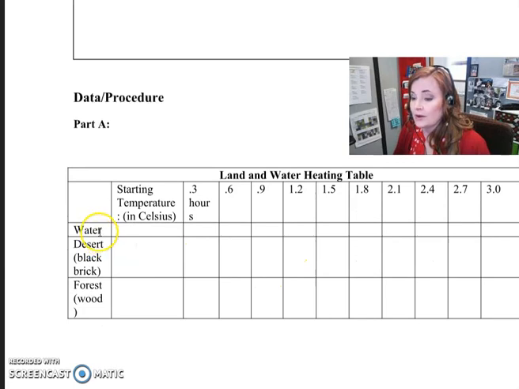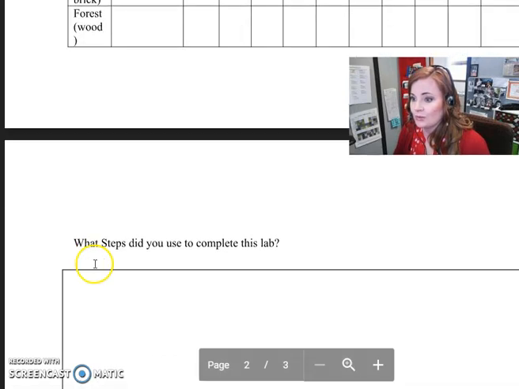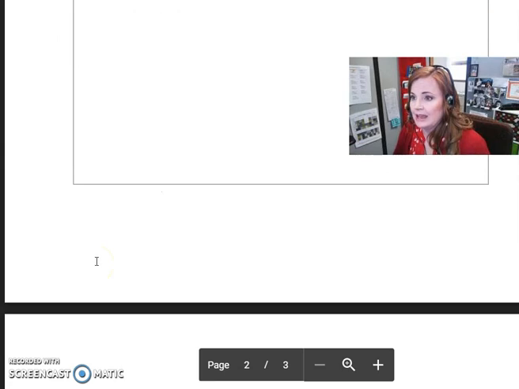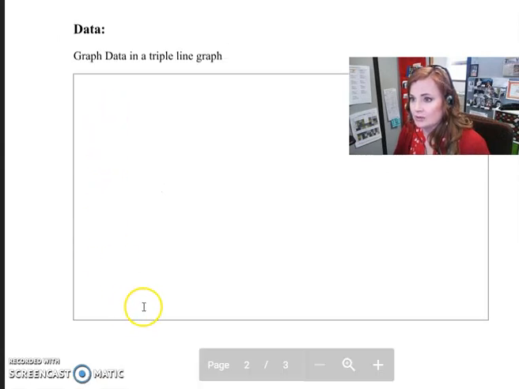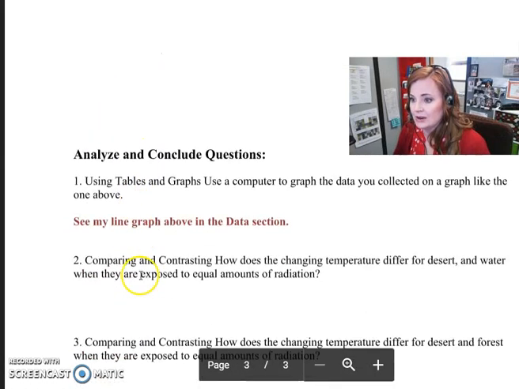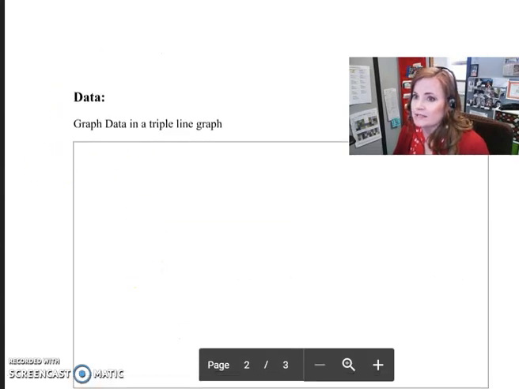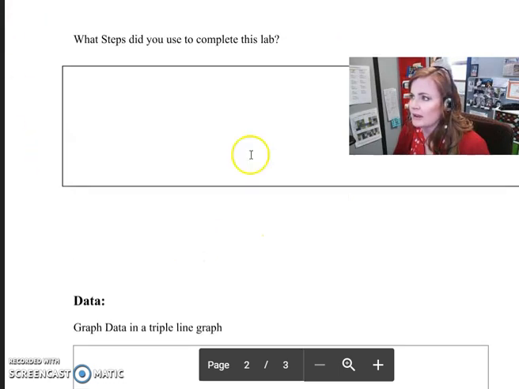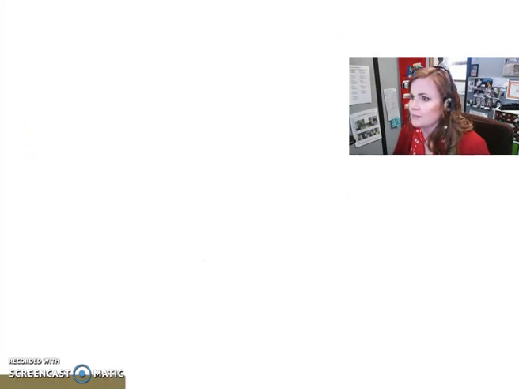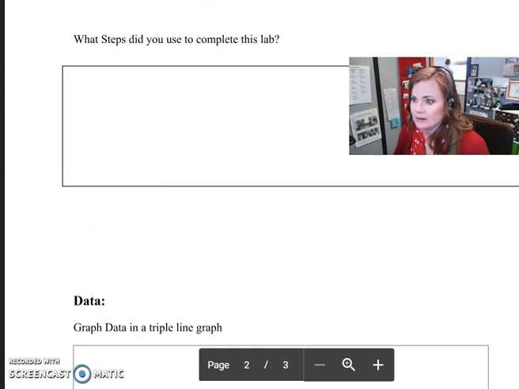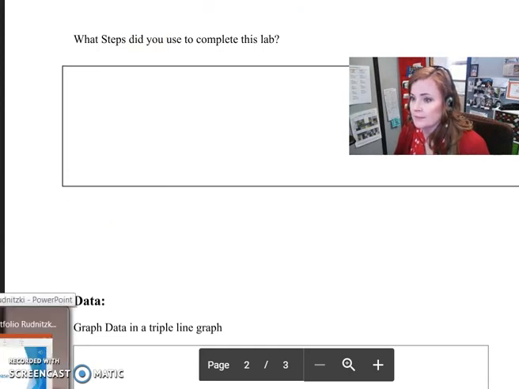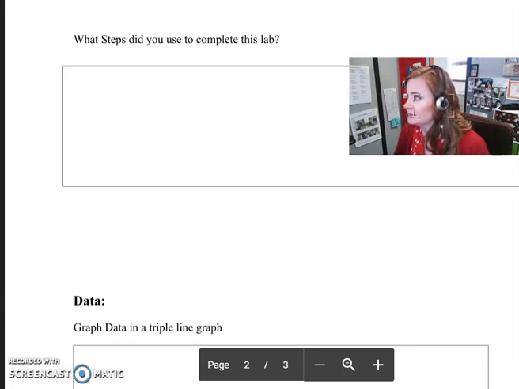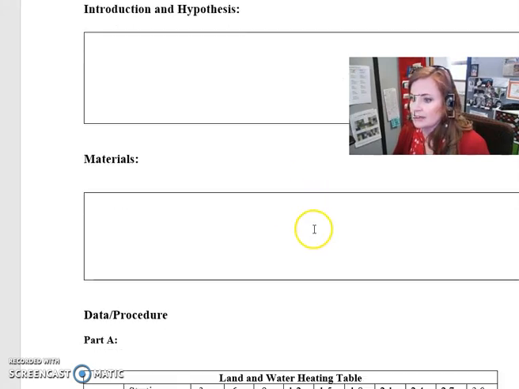For water, black brick for desert and wood for forest. And then you're going to graph this. A triple line graph is expected here. So let's look and see how you would graph this. Now, remember that right now I'm going to download it as a Word document. So I'm going to go ahead and put this as a Word document.